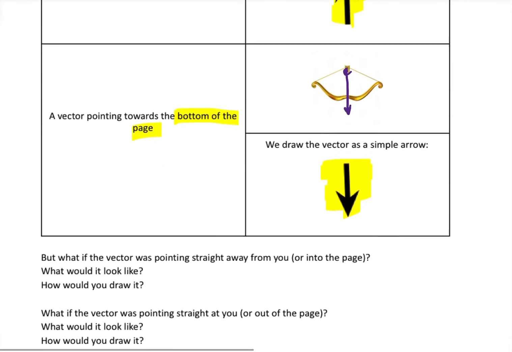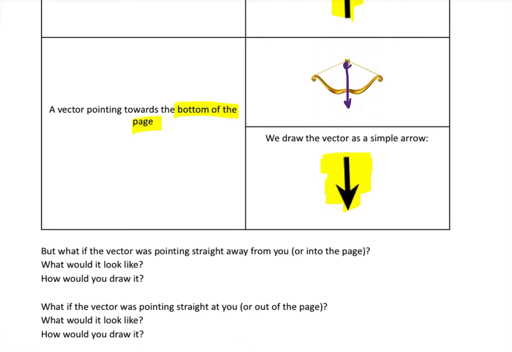Okay, the question is, what if, instead of pointing left, right, up or down, that vector is pointing straight at your eyeballs, straight at you? Sometimes we say that is out of the page. Or what if it was pointing away from you, or straight into the page? Let's start with the second one first. What would it look like if you shot an archery arrow and it was flying away from you? How could we draw that?